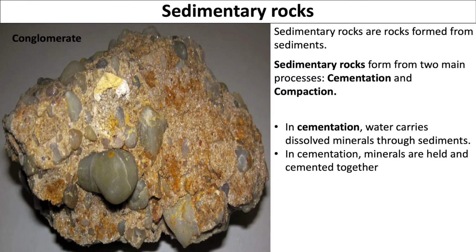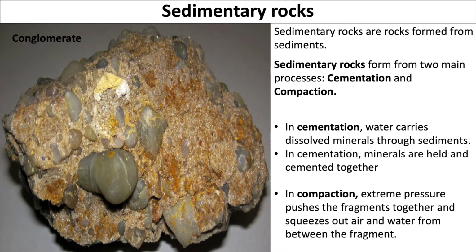As you can see in the image to the left, the sedimentary rock conglomerate is a good example of cementation. You can see pebbles. This rock consists of large pebbles cemented with minerals held together. In compaction, extreme pressure pushes the fragments together and squeezes out air and water from between the fragments.